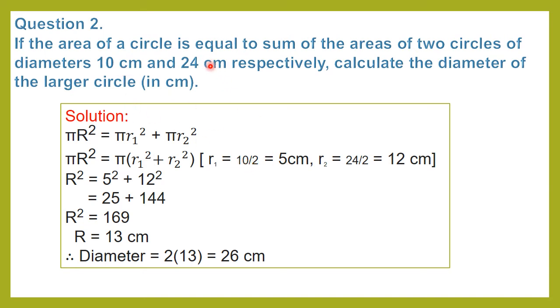Diameter of second circle is 24, means radius is 12 centimeter. Substitute the value. So R square is equal to 169 and the square root of 169 is what? 13. It means the radius of the bigger circle, or the larger circle, is 13 centimeter. But in this question we have to calculate its diameter, and diameter is, you know what? It's 2 times the radius, means 26 centimeter. I hope this is clear to you.